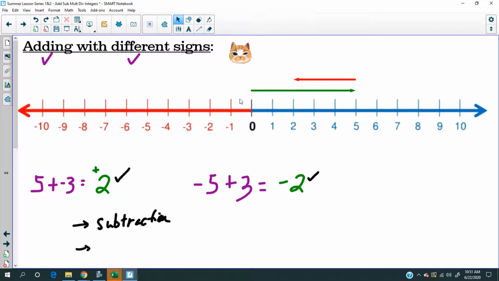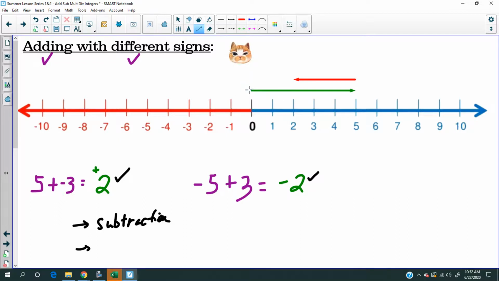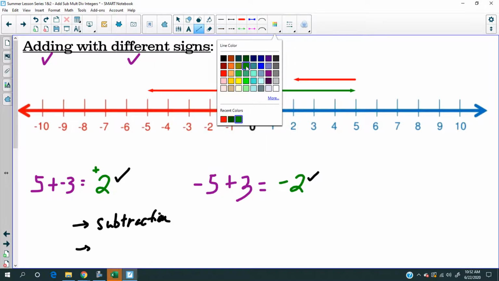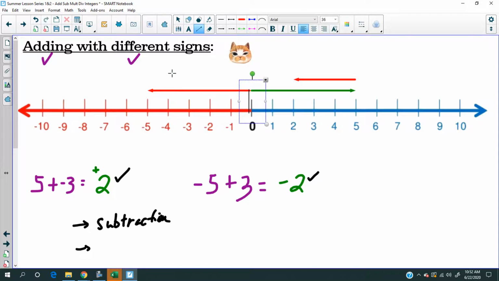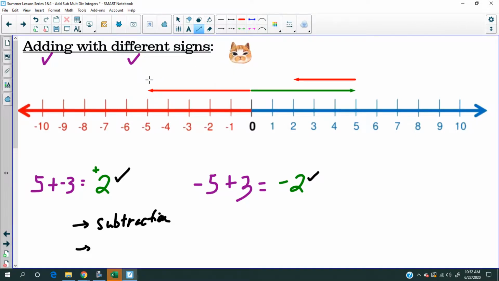Same thing here. If I start at -5, I'm going to draw the arrow. Let's say I go to -5 first, hence the red arrow, and then I plus 3. Let's see. Plus 3: 1, 2, 3. I ended up at -2.